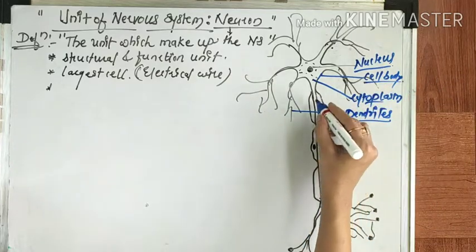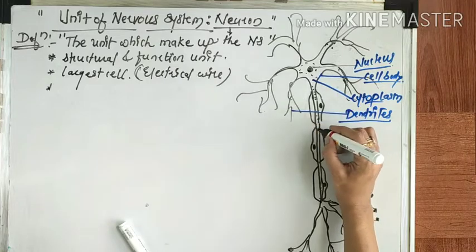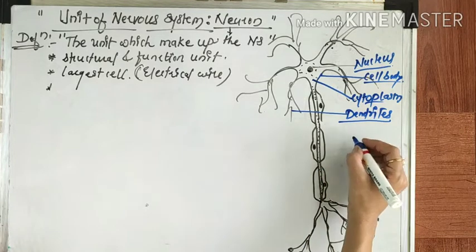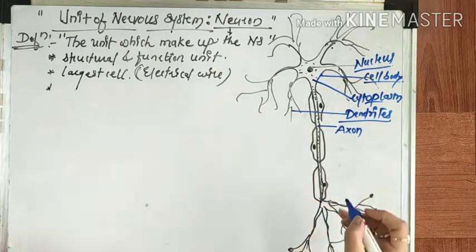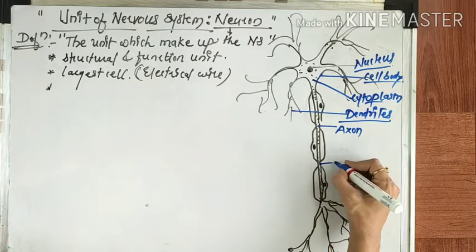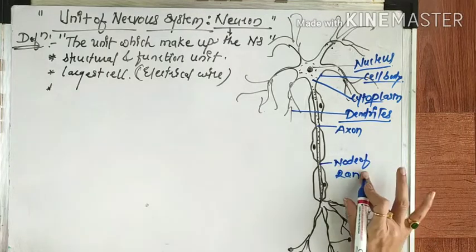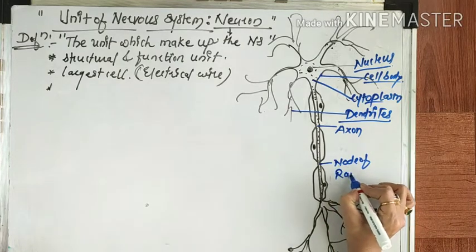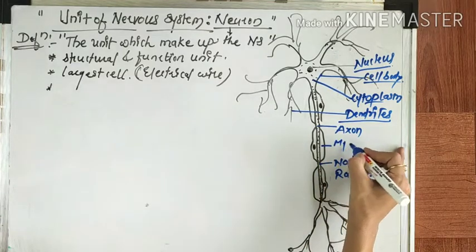Okay, you can see this long tube. Here it is also dotted because cytoplasm is also present here, right? Okay, you can see this long tube, that is called the axon. And you can see the gap between these two nodes, that is called the nodes of Ranvier. Okay, this is called the myelin sheath.